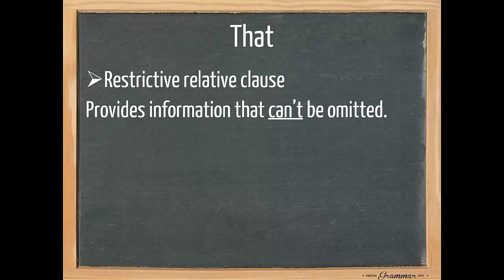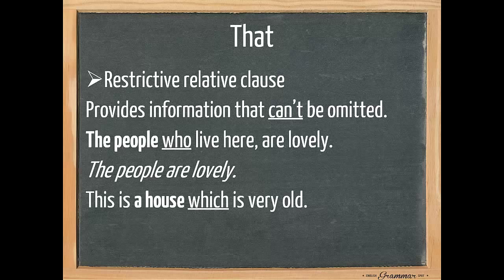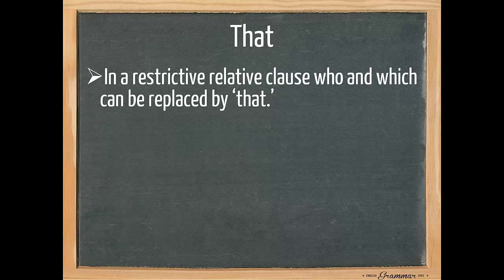Otherwise, the sentence doesn't make any sense. The people who live here are lovely. The people are lovely. Obviously, this sentence is grammatically correct, but we don't really know which people we are talking about. This is a house which is very old. Again, this is a house. Makes perfect sense, grammatically that is, but this is a house. Yes, we can see that this is a house. We need extra information on that.